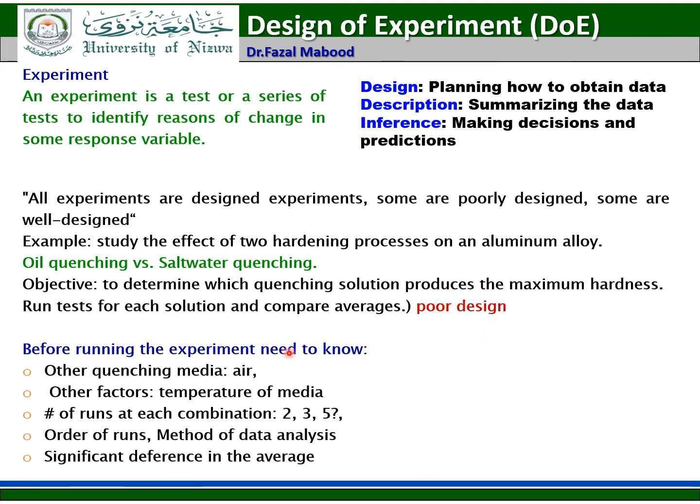Before running the experiment, we need to know what we are not taking into account. We need to know about other quenching media like air, other factors like temperature of the media, number of runs at each combination (2, 3, 5), order of runs, method of data analysis, and significant difference in the average. Design: planning how to obtain data from the experiment. Description: summarizing the data. Inference: making decisions and predictions about the data.